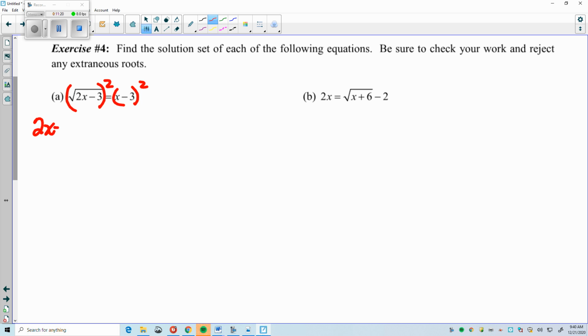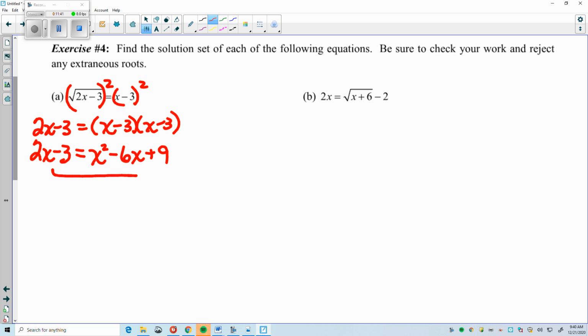So now I have 2x minus 3, and over here, remember I have x minus 3 times x minus 3. So I have to expand that out. I get x squared, outside's -3x, inside's -3x, so that gets me a -6x. And my last is going to give me a +9. Okay, so again, like we did in that last problem, bring everything over to one side of the equation and set it equal to 0. So I have a -6x minus 2x, so I have a -8x. Over here I have a +9. I'm going to have to add over the 3. So +9 plus 3, that gets me plus 12.